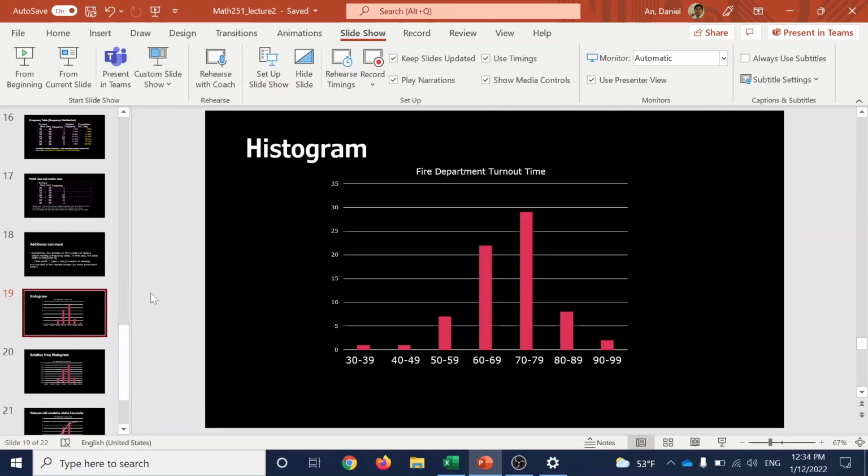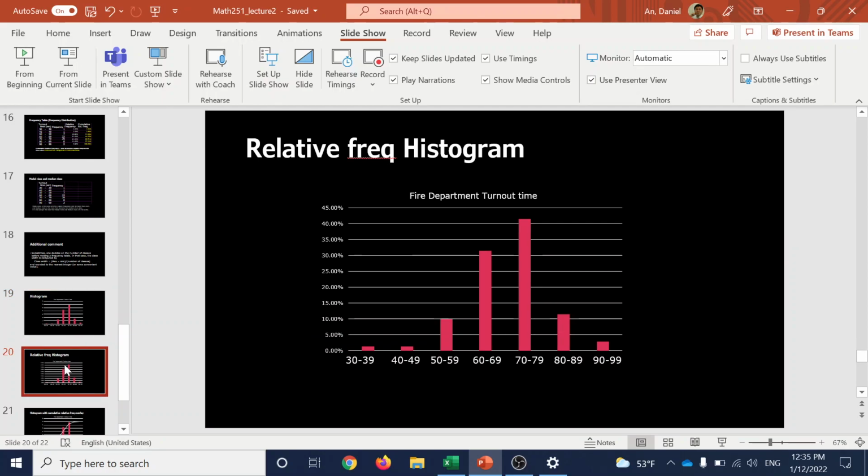Okay, now some obvious things. What can you do with a frequency table? You can make a histogram. It's a very easy summary, and it gives you some idea of how the data is distributed, okay? And you can also have a relative frequency histogram.